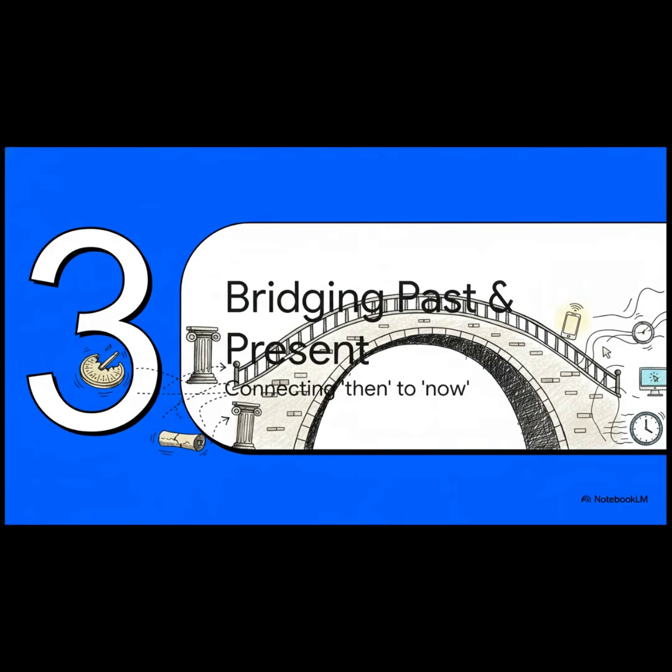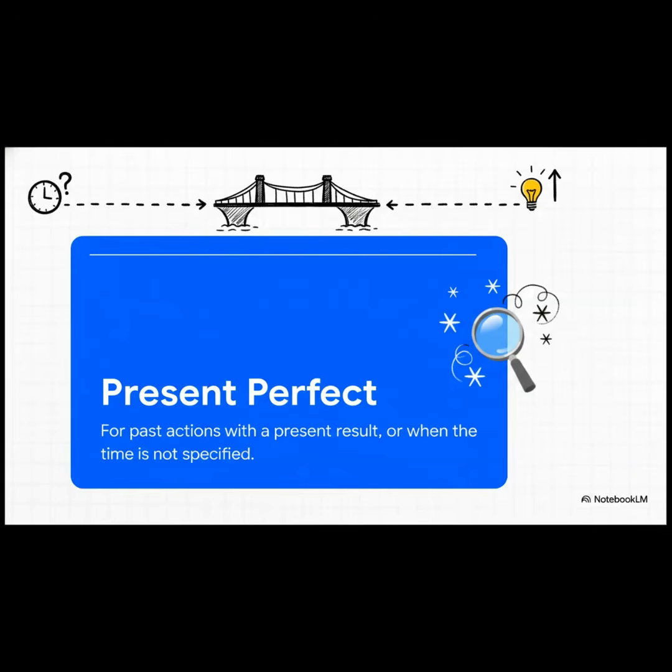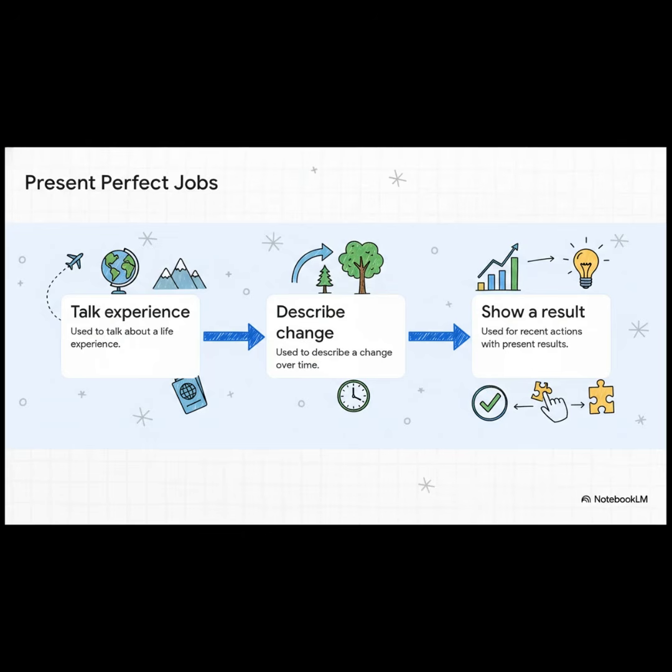And now for the really cool part. What happens when an action took place in the past, but it still has a real connection to right now? For this, we need a special kind of bridge to connect then with now. That bridge is the present perfect. We pull this tool out when we're talking about past actions that have a result we can see or feel in the present, or when we're talking about life experiences without saying exactly when they happened. What's really interesting is that the present perfect is super versatile. It has a few different jobs. We can use it to talk about a life experience like, I've been to Paris, or to describe a change like, she's grown so much, or even to explain why something is the way it is now.